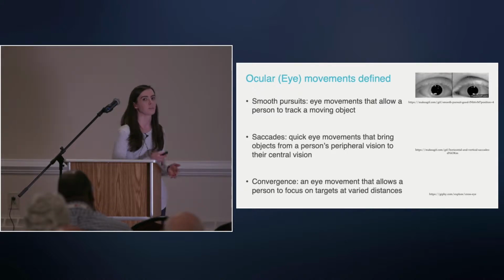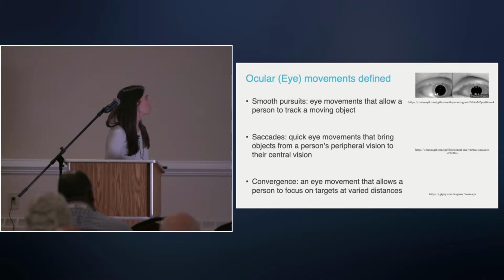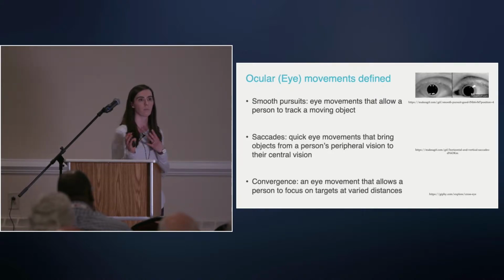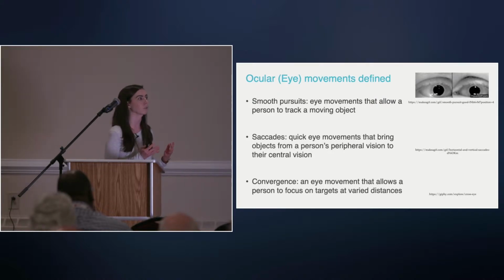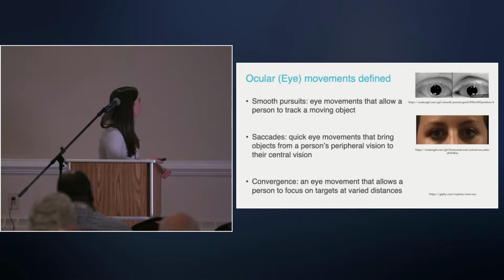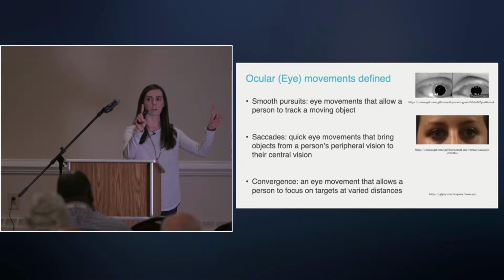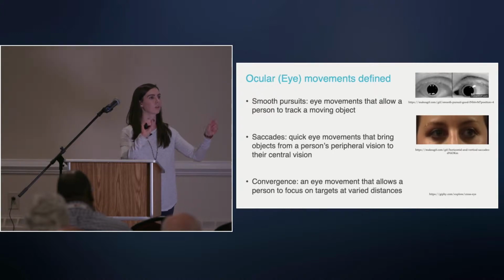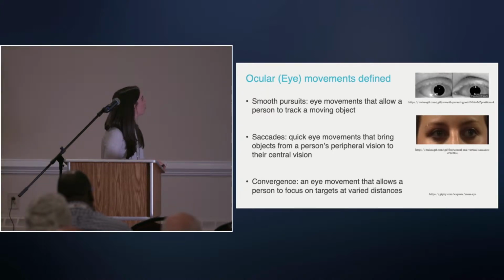Okay, saccades, or sometimes you'll hear it called saccades depending on who you're talking to, is a quick eye movement that's going to bring something from my peripheral vision into my central or foveal vision. Again, this one's a little harder to see, but she's got two targets out in front of her, and she's just bringing her eyes back and forth from one target to the other.